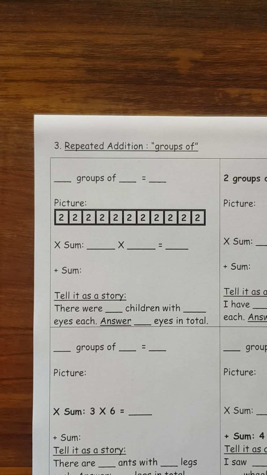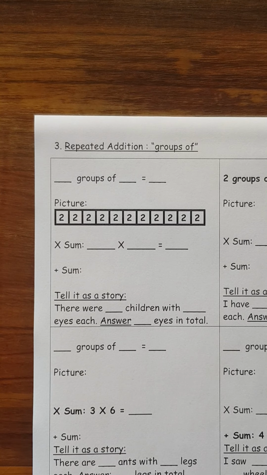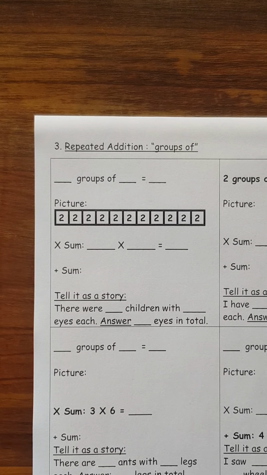This morning I'm going to go over repeated addition with you, or groups of. Now, groups of or repeated addition is basically adding a certain number together a certain number of times. It's your times table. So when you look at what you're given, groups of sum, a picture sum, a times sum, or a plus sum, they all are saying the same thing.